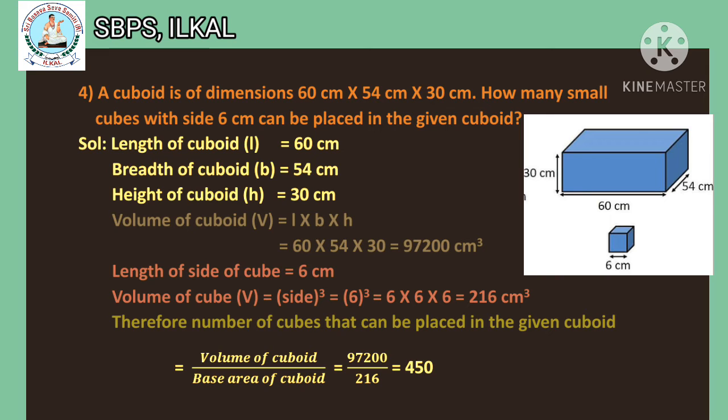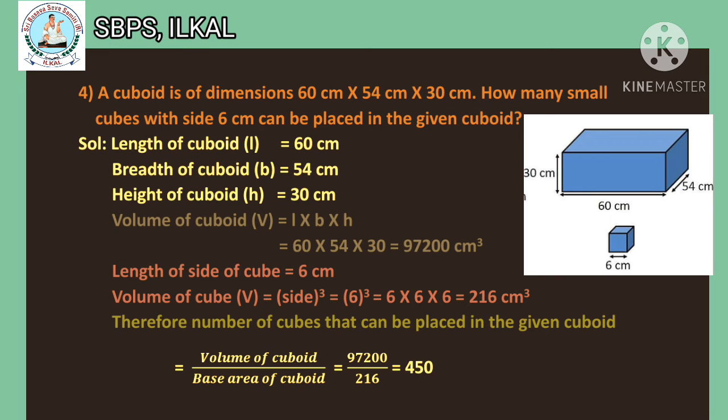And then side of a cube is equal to 6 centimeter they give. That is, length of side of cube is equal to 6 centimeter. Volume of cube is equal to side cube, which is equal to 6 cube, which is equal to 6 into 6 into 6, which gives 216 cubic centimeter. Therefore, number of cubes that can be placed in the given cuboid is equal to volume of cuboid divided by volume of cube, which is equal to 97,200 divided by 216, which is equal to 450.